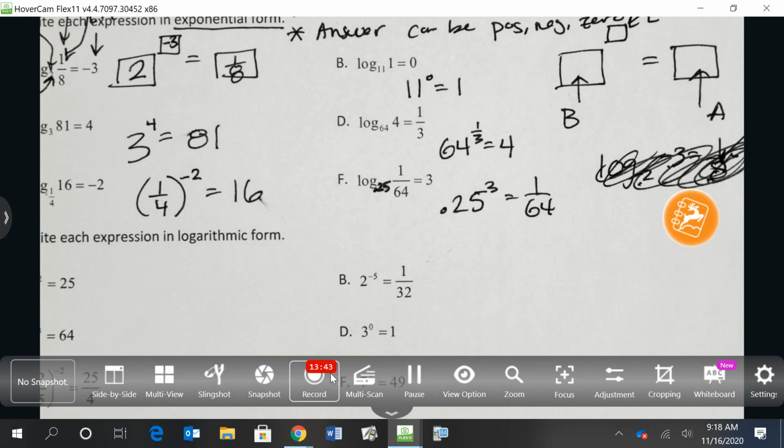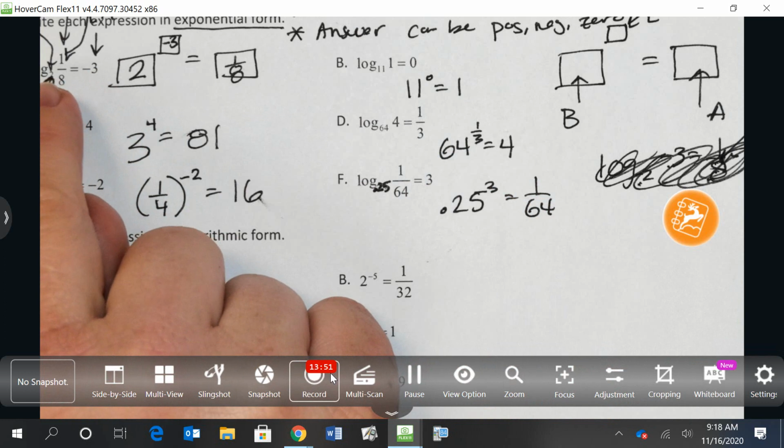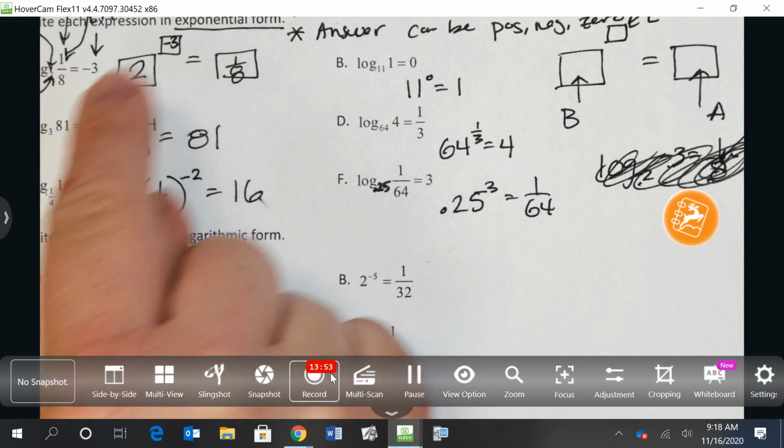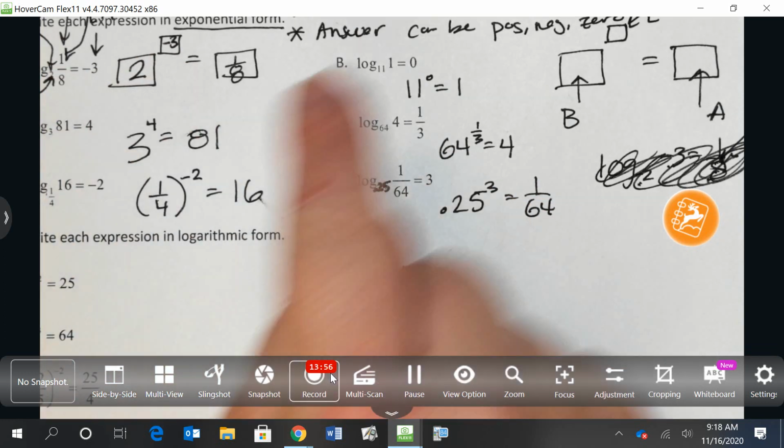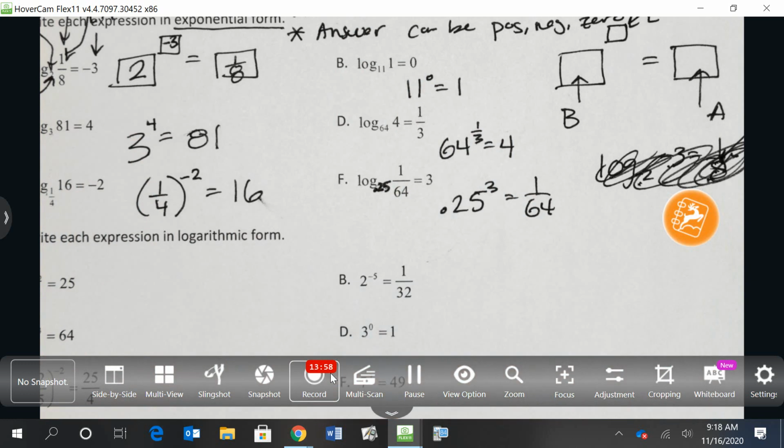Go into the chat right now. Go into the chat, not unmute yourself. And can you give me a 1 through 5 on how well you understood right now? Just writing it from log to exponential form, log to exponential. Give me a 1 through 5, please, right now.